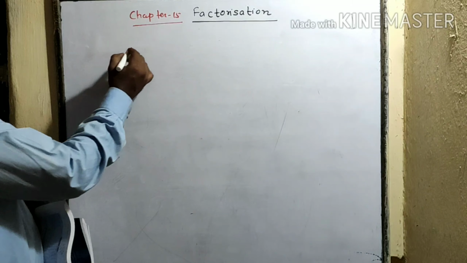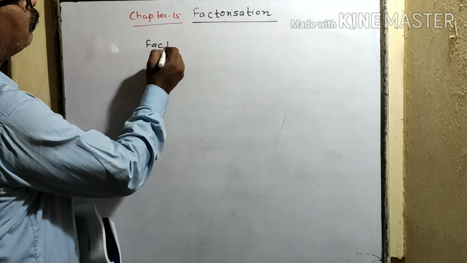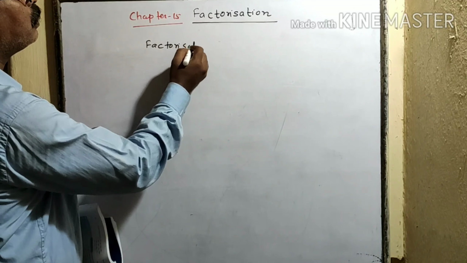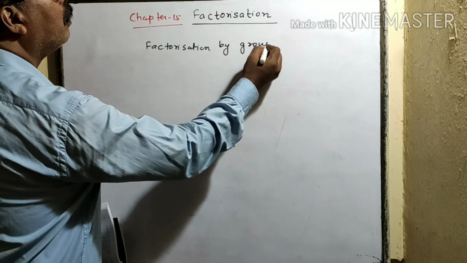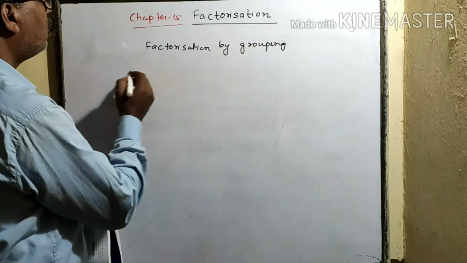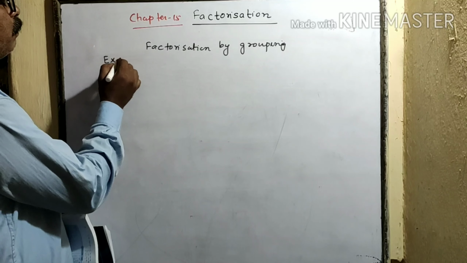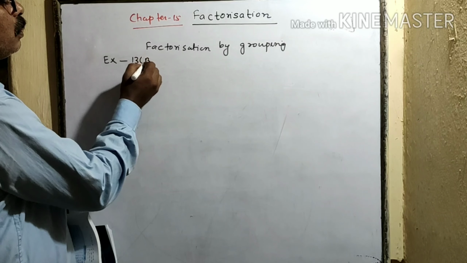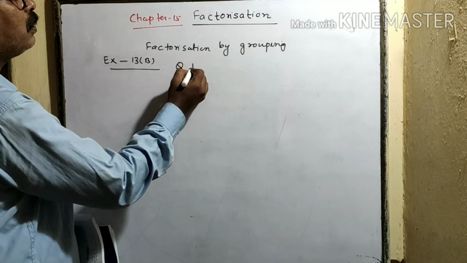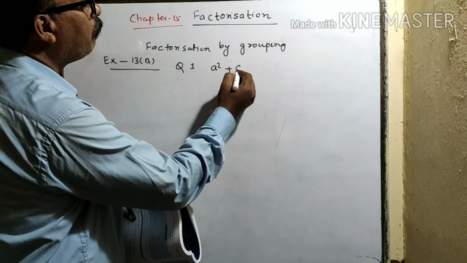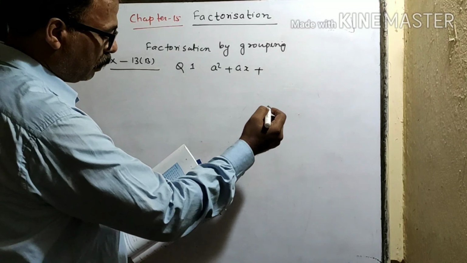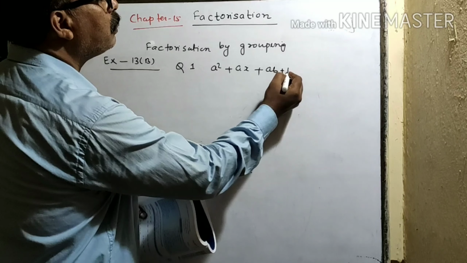Now we'll learn factorization by grouping. The example I am taking is from exercise 13b, question number 1. It says a square plus ax plus ab plus bx.